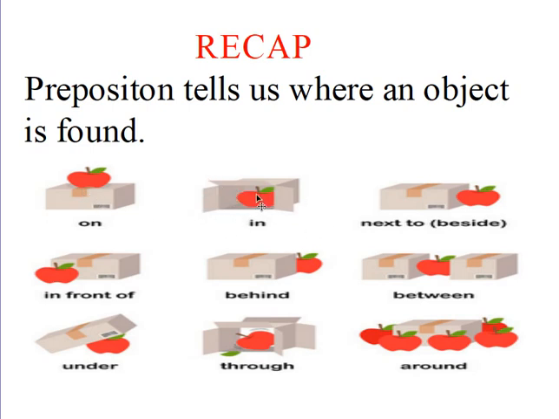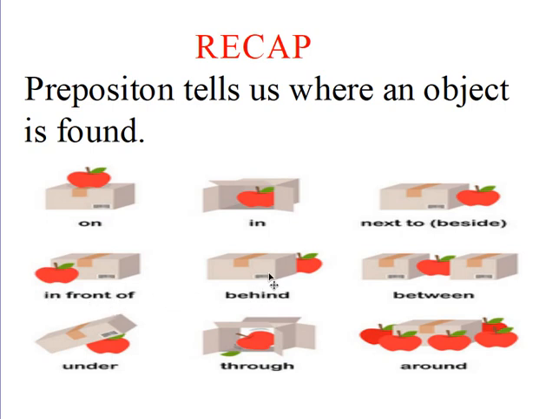Looking at the second picture, the box is open and the tomato is here. So you say that the tomato is in the box. Now, the third picture, there is a box and there is a tomato. So where do you find this tomato? We say that the tomato is next to the box, or you can say the tomato is beside the box. Looking at our fourth picture, where do you see this object tomato? We will say that it is in front of the box.